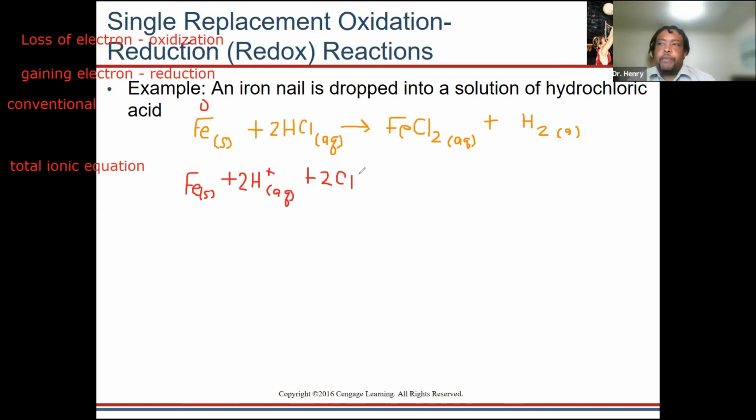Okay, so it's just going to break up into its ionic components, right? It's going to form that H plus, those 2 H pluses, and those 2 Cls. Anytime that you have stuff in solution and it's able to break up, it's going to break up, right? Water is a good home wrecker. Good job, Brianna.